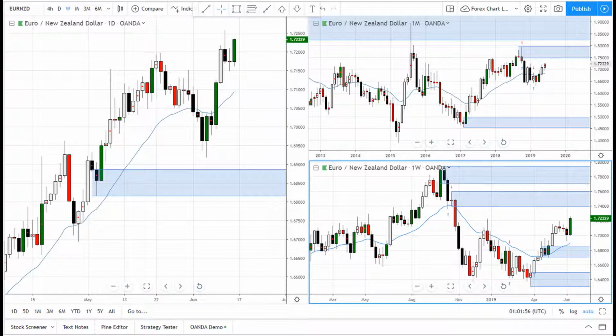Apart from that, let's get right to evaluating the charts. Okay, today we're going to revisit a chart that I previously analyzed, a forex pair. I previously uploaded a video analysis on Euro New Zealand dollar, and now I'm going to revisit it because this has changed significantly from the last time that I analyzed it.